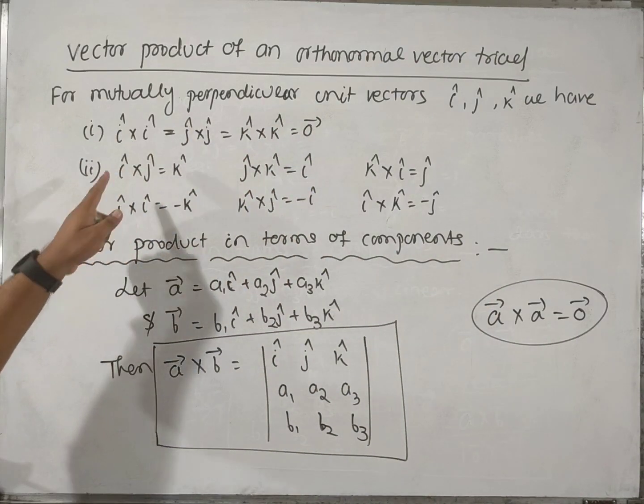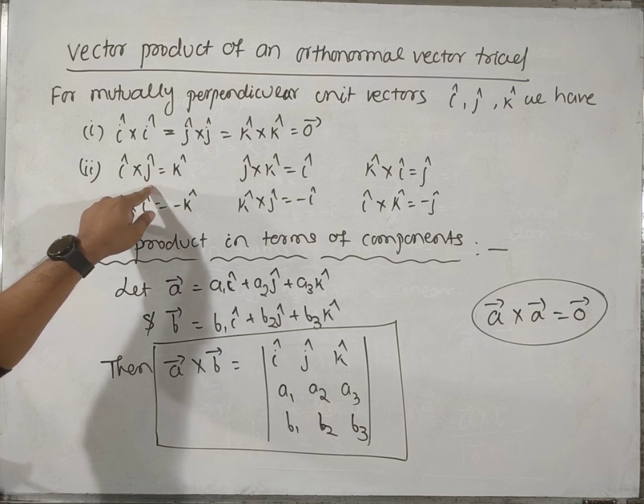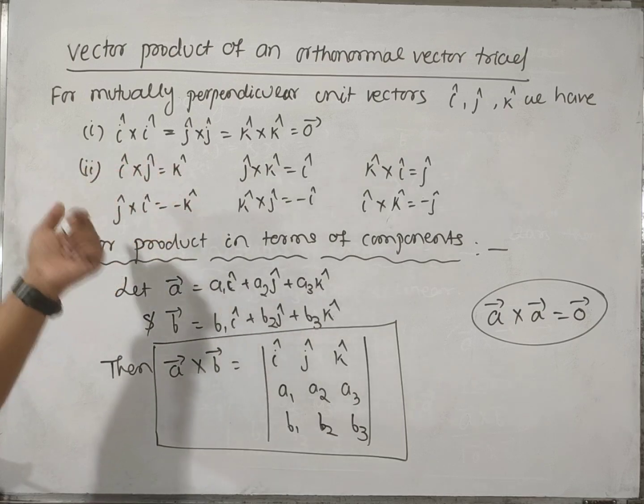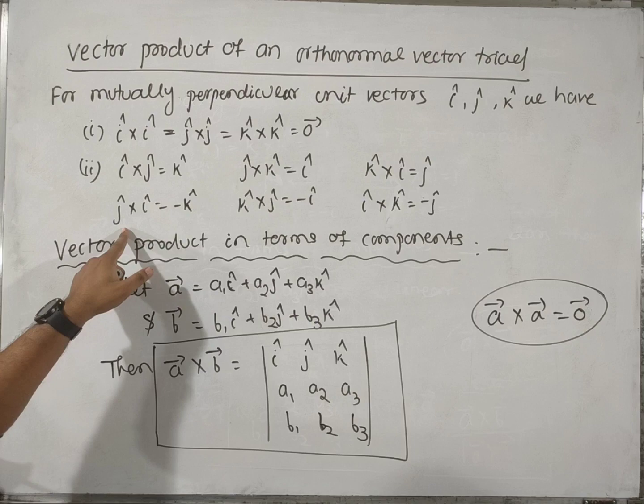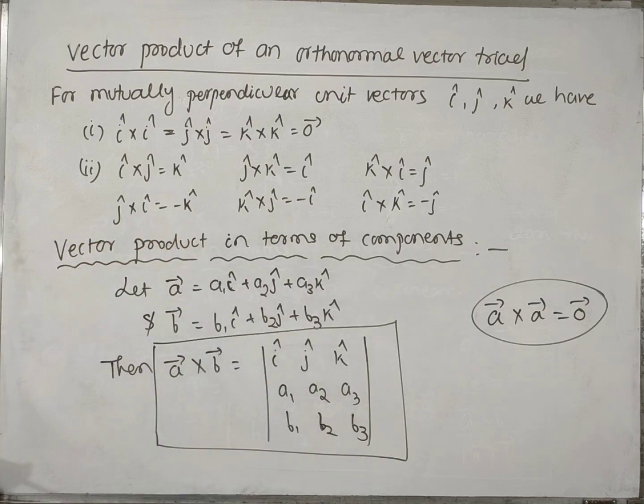So by assuming this result, we have this first point. And in the second point, the vector product of i cap with j cap is k cap, but in the reverse direction, the vector product of j cap with i cap is minus k cap. And similarly, the rest of the results are here.